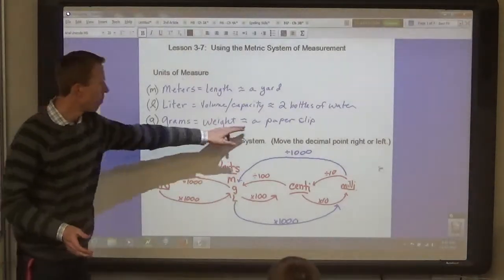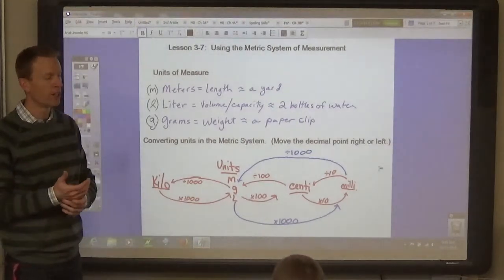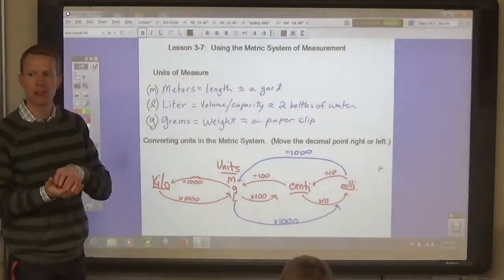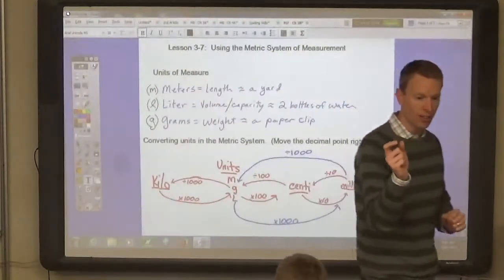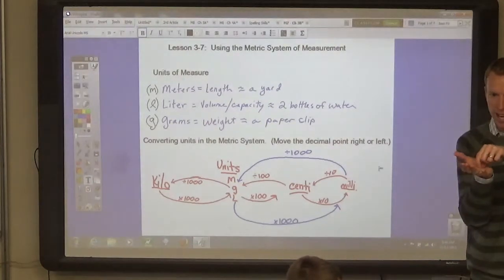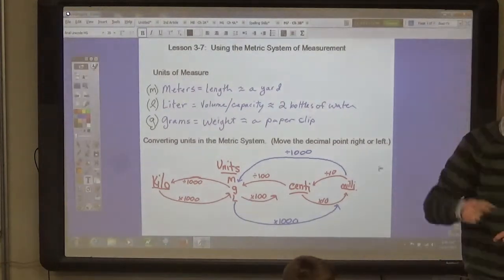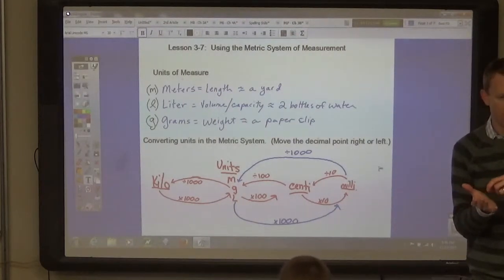Grams, like the weight of a paper clip. So when you're thinking of grams, grams are usually measuring very small things. Milligrams are even smaller. About the weight of one hair off your head, or 1 grain of sand, or 1 grain of salt. That's about a milligram.